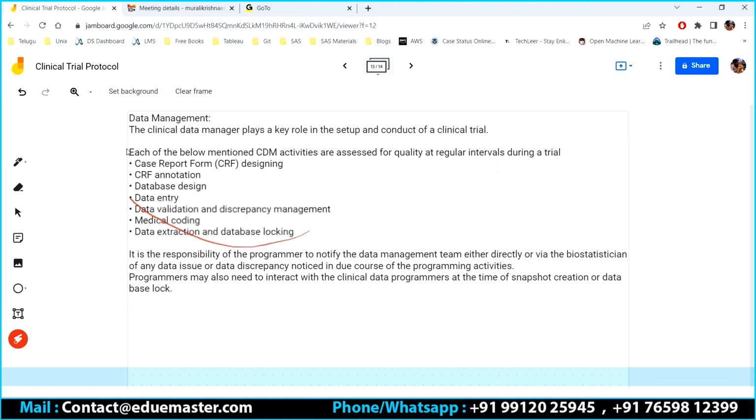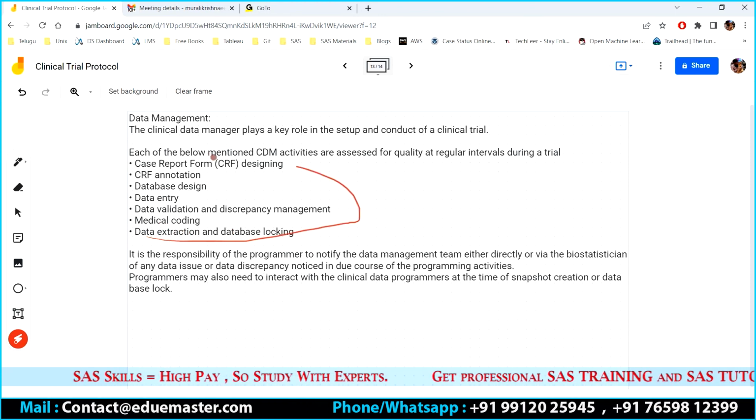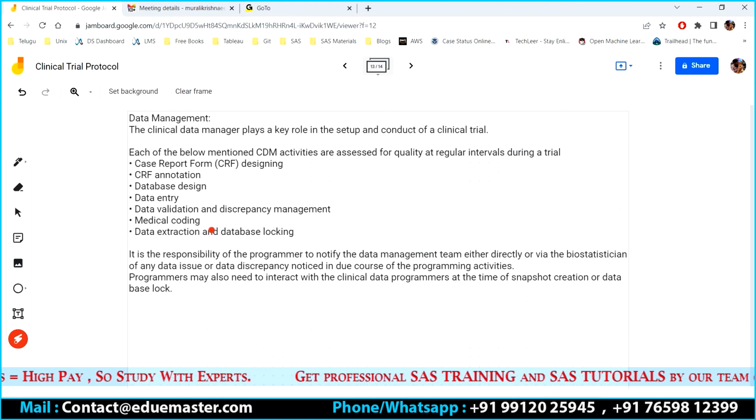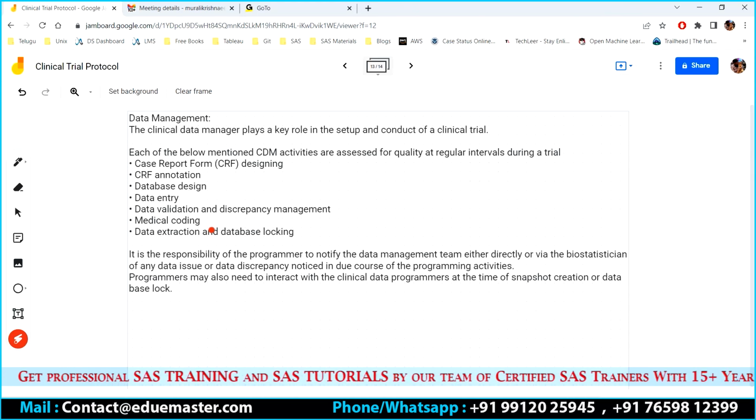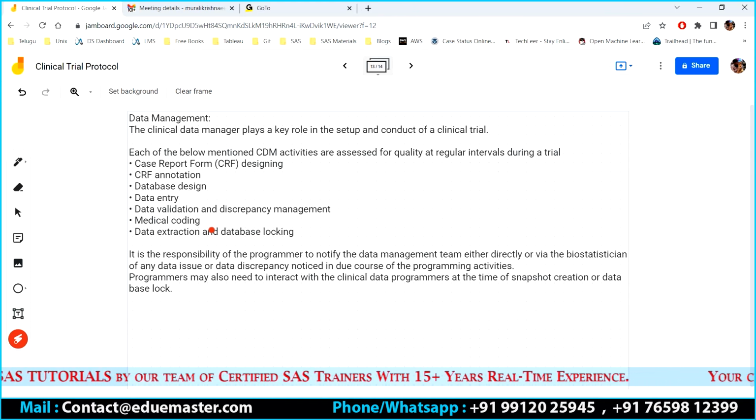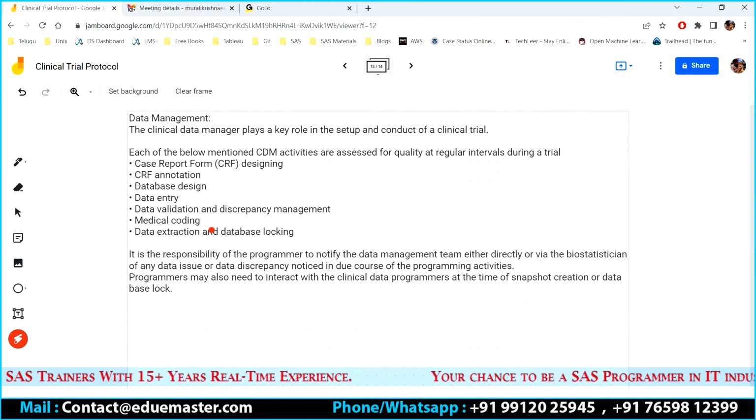You can see that all these are almost related to us. They will design the database, they do the data entry, they do the validations, they also do your medical coding, and they also complete your data extraction, and they lock the database. The moment the database is locked, from there, the clinical SAS programmer can take charge. But on the whole, a data management person is the one who will be primarily taking care of the CRF. There is a normal CRF and an eCRF. I'll give you a sample template of this and how a CRF looks in the next class.